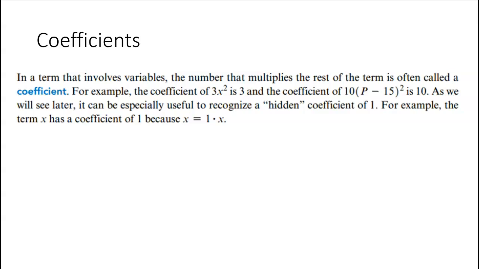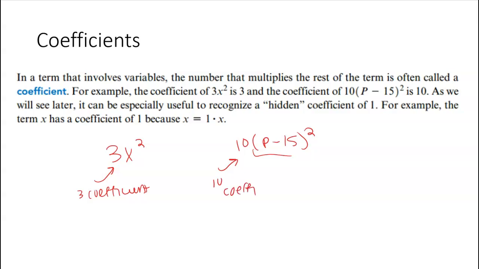Inside of a term, we have coefficients. So if we're dealing with variables, the number that multiplies the whole term is the coefficient. So if we had 3x squared, 3 is the coefficient because it's multiplying the rest of the term. 10 times p minus 15 squared, 10 is multiplying this entire term, so 10 is the coefficient. Sometimes we have a hidden or invisible coefficient. This is really 1x, so 1 is the coefficient. We would not say that there would be 0, because when we multiply something by 0, it actually becomes 0. So we would say it's a coefficient of 1.